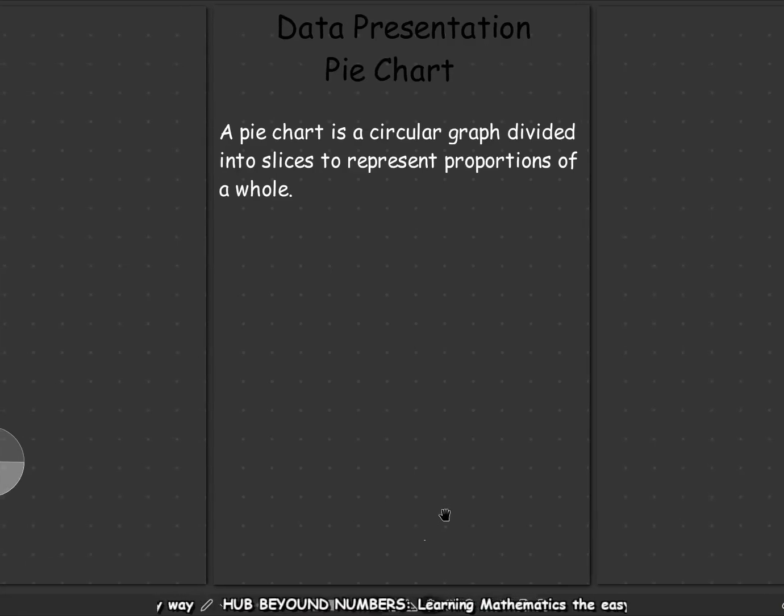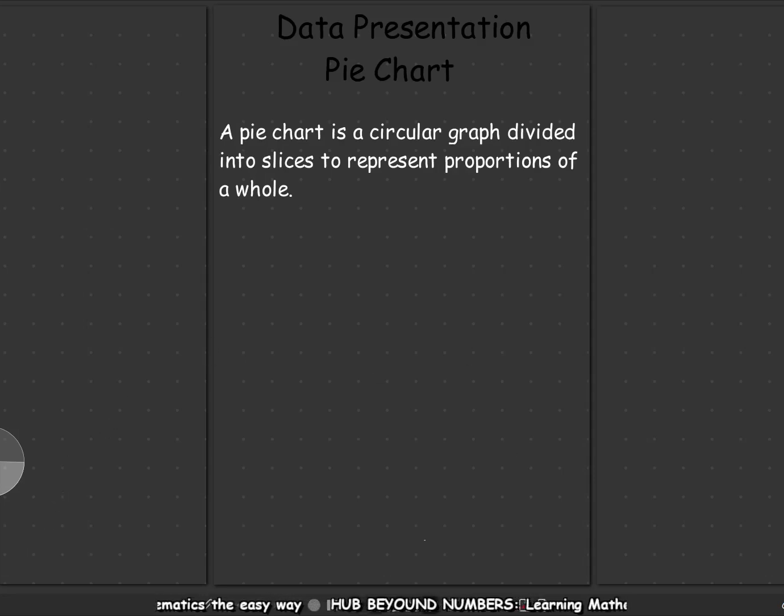Now, in this video, we're actually looking at data representation, and specifically, we are looking at the pie chart. If we talk of a pie chart, I do hope you have heard of this name before. A pie chart is a circular graph divided into slices to represent proportions of a whole.